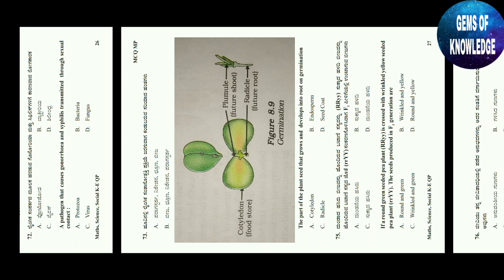Okay, so which is the part of the plant that grows and develops into root? Okay, so that is nothing but C1, radicle. Radicle will develop into the root. So the correct option here is C1, that is radicle. It will develop into the root after the process of germination.